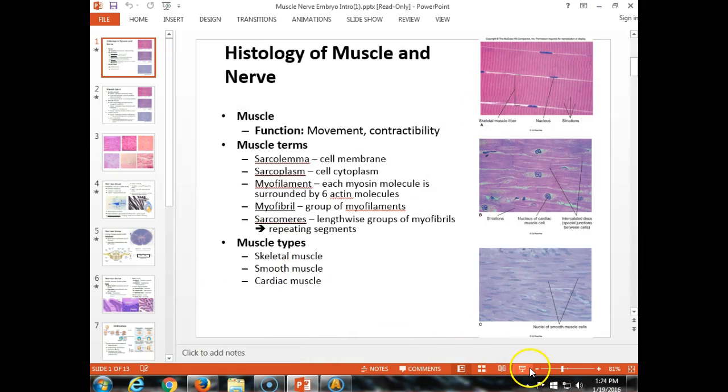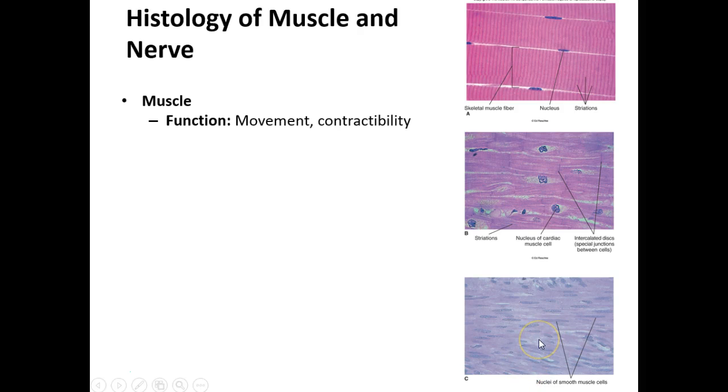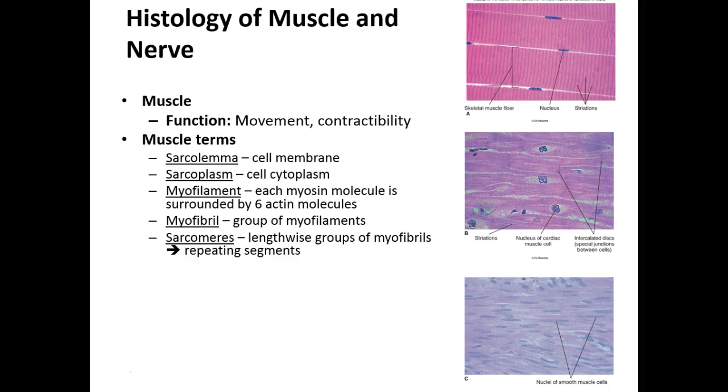All right, so let's get going on the histology of muscle and nerve and then embryology. So a very brief review of some of the things that we've talked about in lecture. Muscle, its function is for our movement, and it's contractible, so it contracts. Muscle terms that you need to know. Remember that Latin sarco is for muscle. Okay, so anytime you see sarco, that relates to muscle.